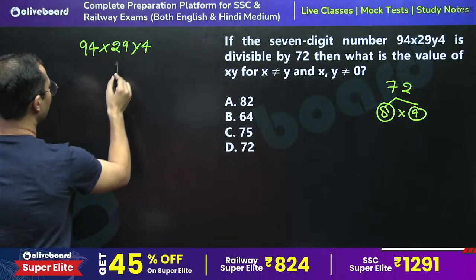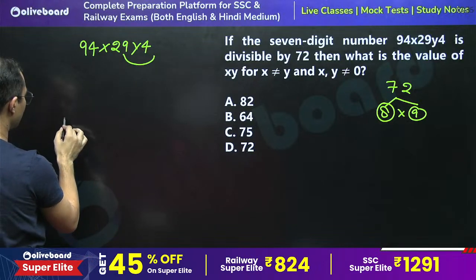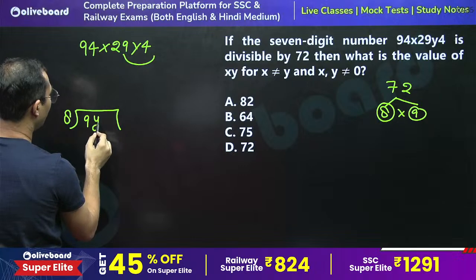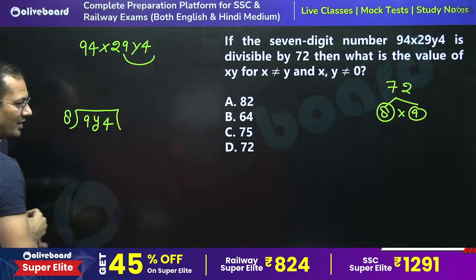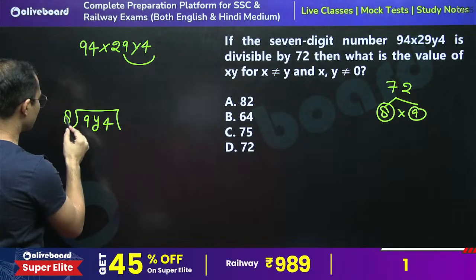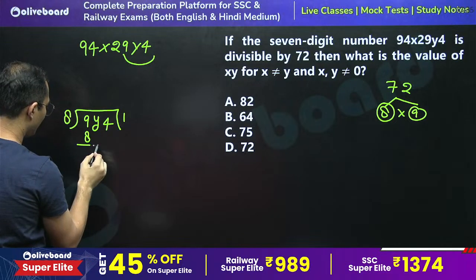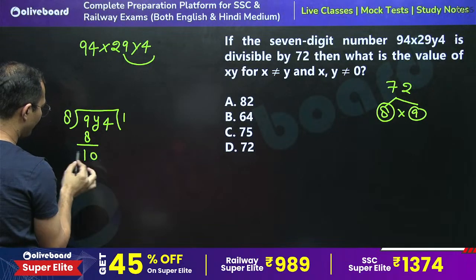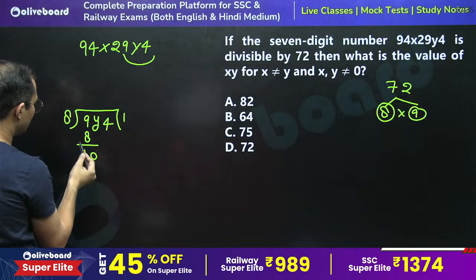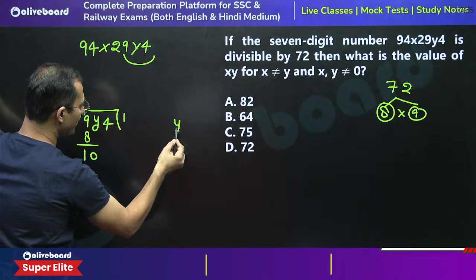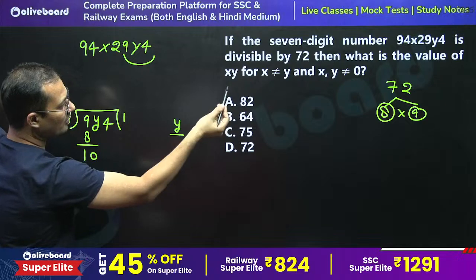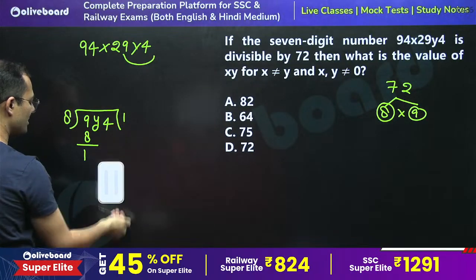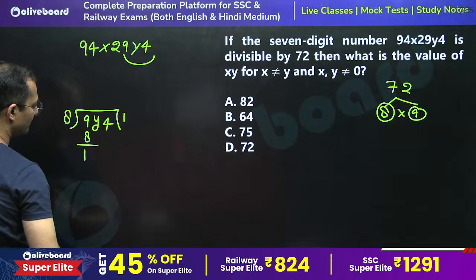So for checking 8, take the last 3 digits. The last 3 digits of the number must be divisible by 8, right? So what value is possible for y? So if I take y is equal to 0, is it possible to divide? See, we are not able to take 0, right? So we cannot take 0. So avoid this ab initio.